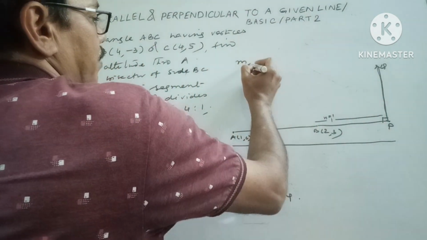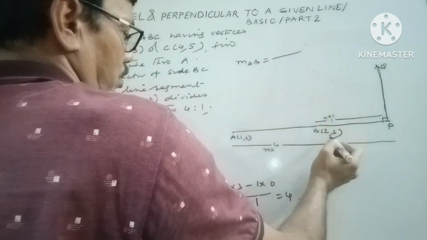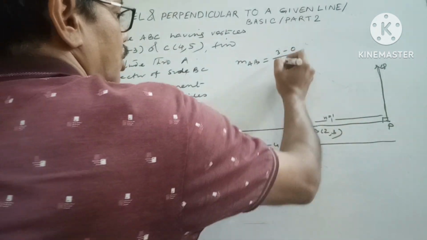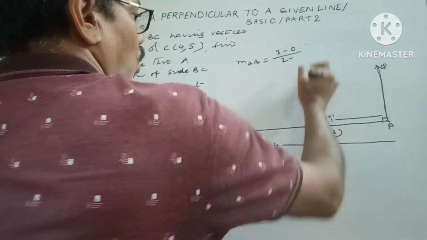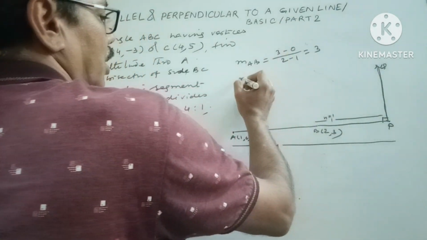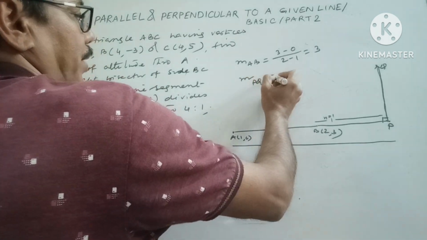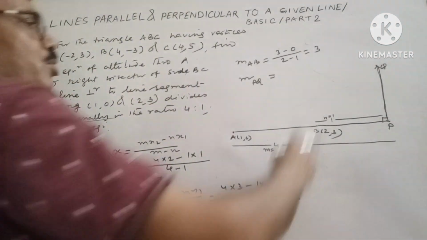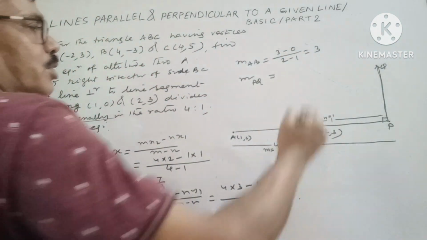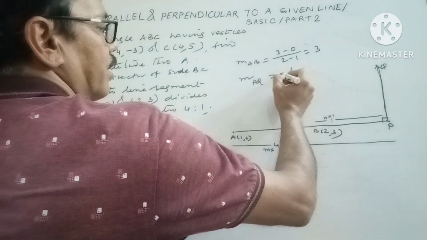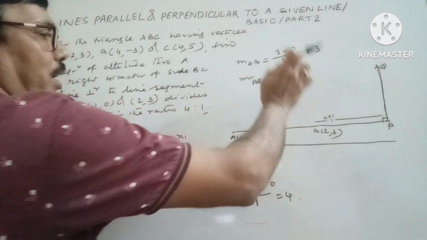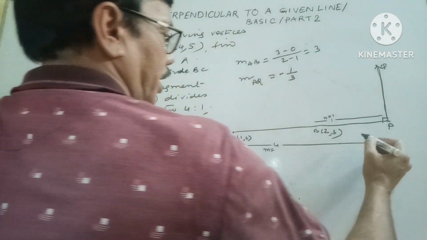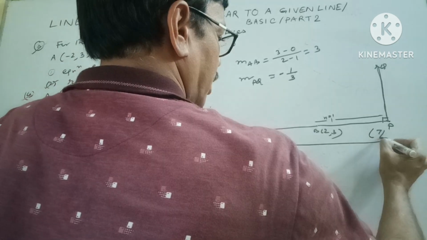Now what is M of AB? M of AB is the slope. So 3 minus 0 by 2 minus 1, equals 3. So what is M of PQ? PQ is perpendicular to AB. So M1 M2 is minus 1. So take the reciprocal of the slope of AB and change the sign. So the coordinate of P is 7 by 3, 4.